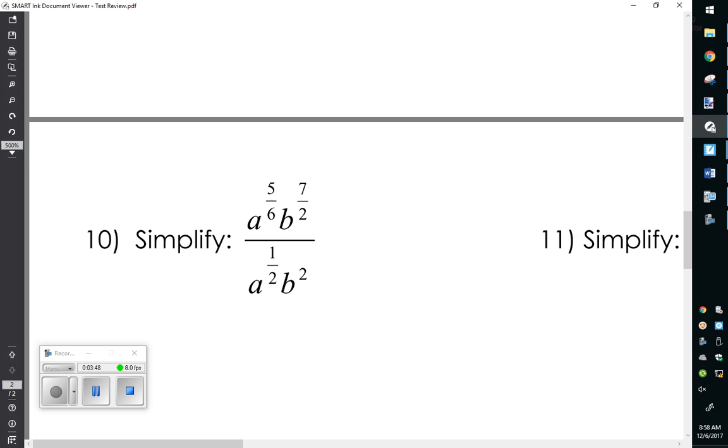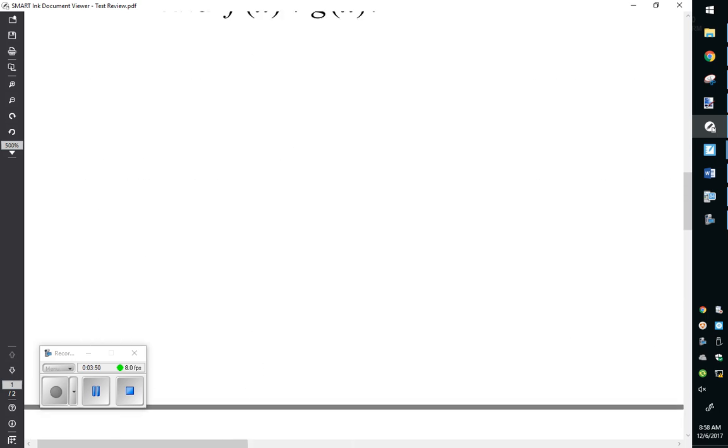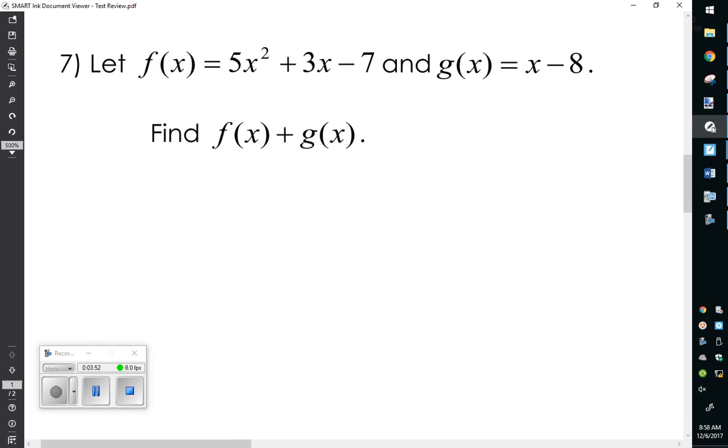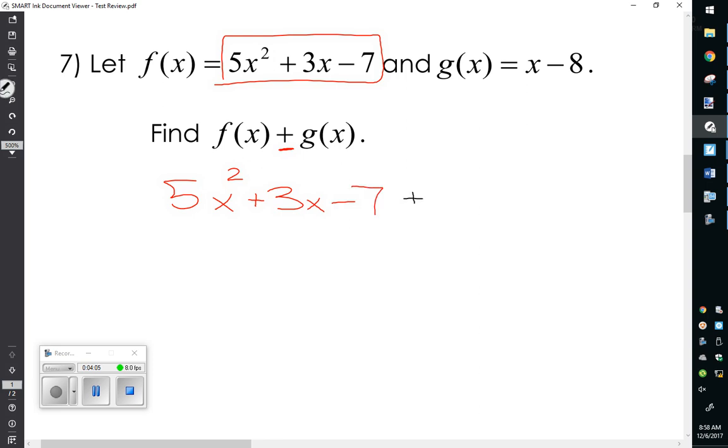We did 6 together. 7, 8, and 9 are all kind of the same. It's just function notation. Number 7, you are adding the two things. Write down f, 5x squared plus 3x minus 7. Put a plus sign in between them. And then write down g, x minus 8. I'm just adding, so all I'm doing is combining like terms.